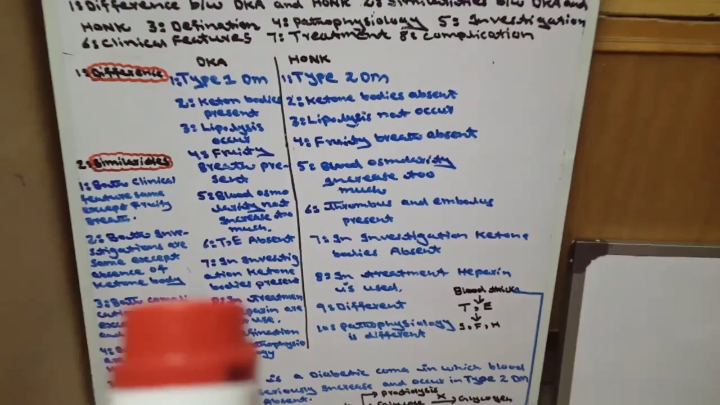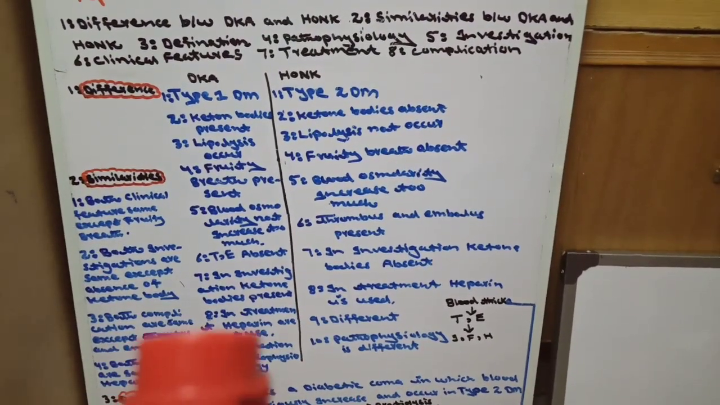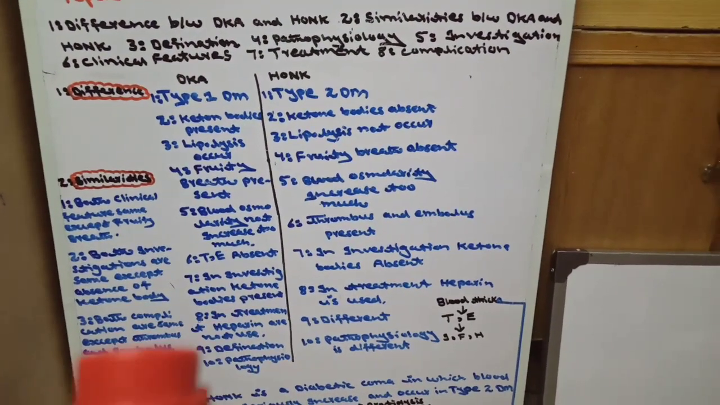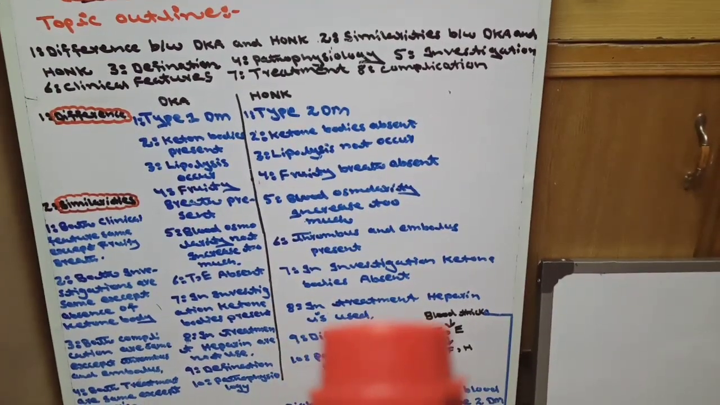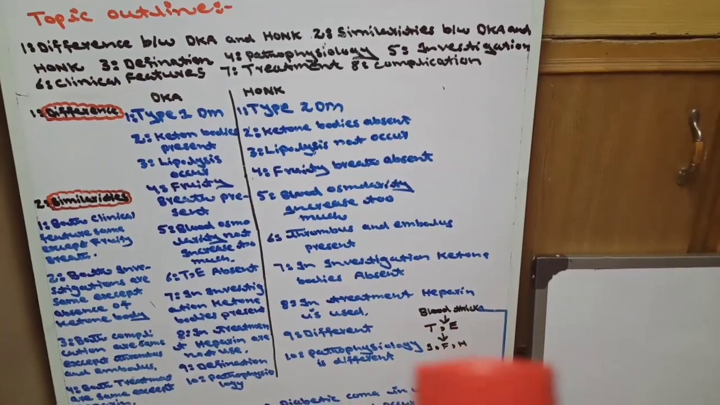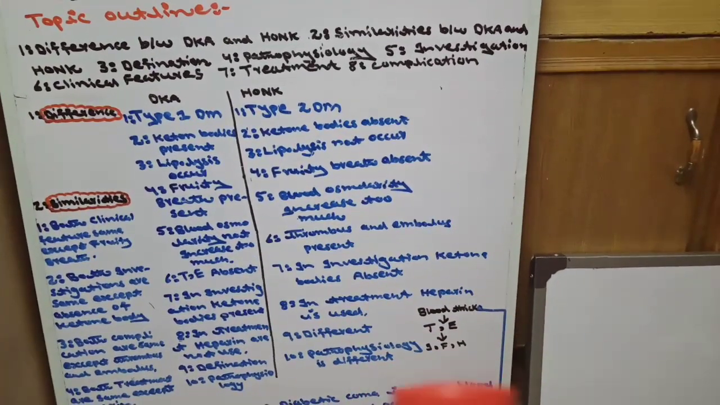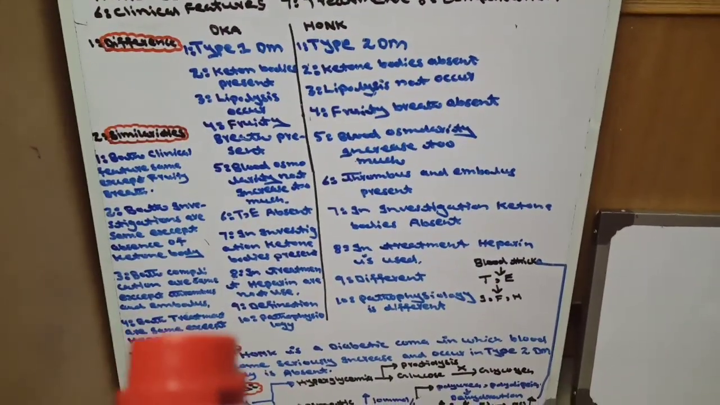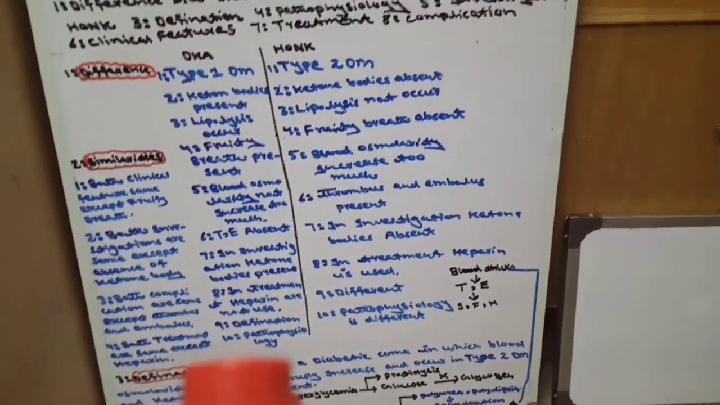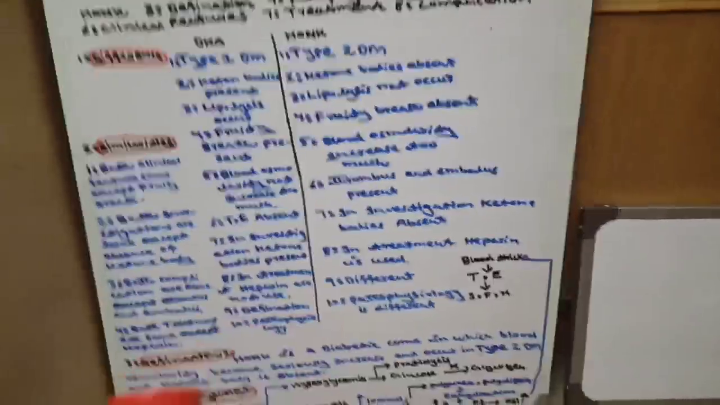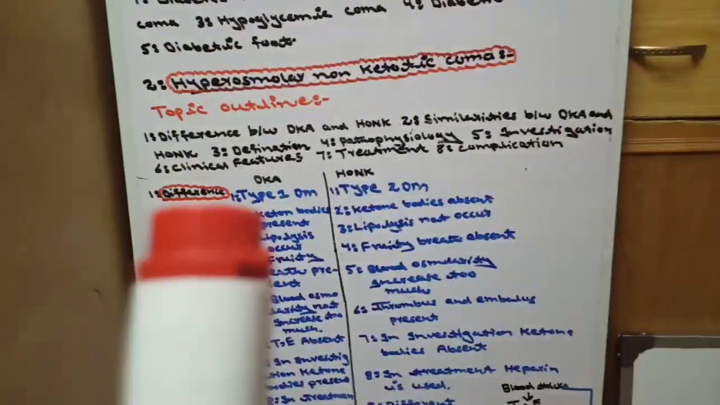In the eighth difference, in treatment of diabetic ketoacidosis, heparin is not used. But in hyperosmolar non-ketotic coma, in treatment, heparin is used. Why? Due to blood thickness, due to thrombus and embolus. Ninth difference, definitions are different. We already studied. The 10th difference is pathophysiology is different. We already studied. Now come to similarities.